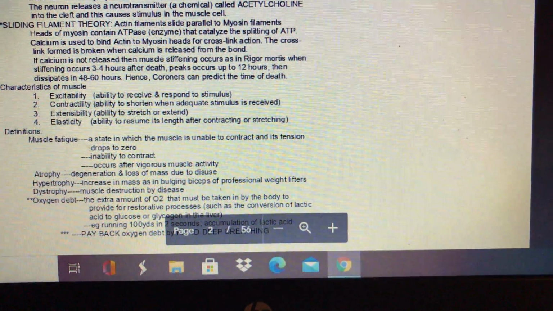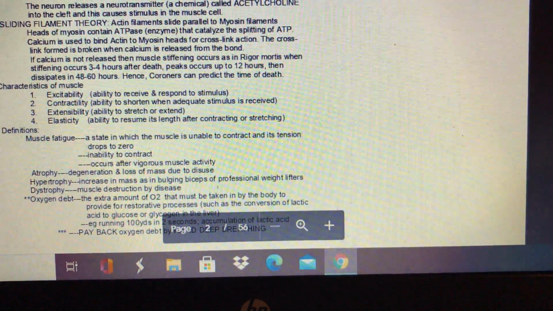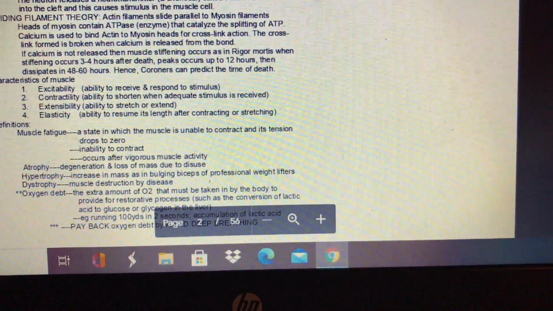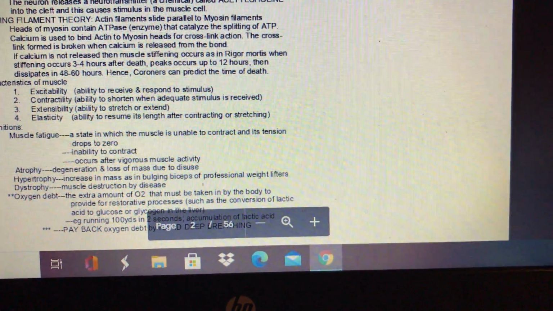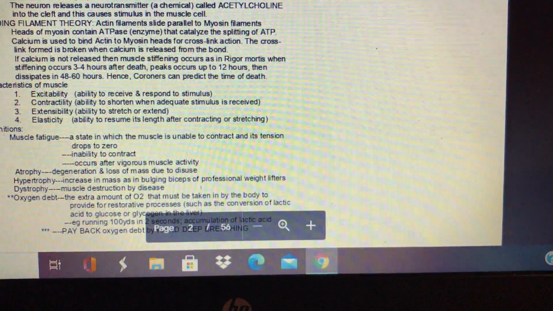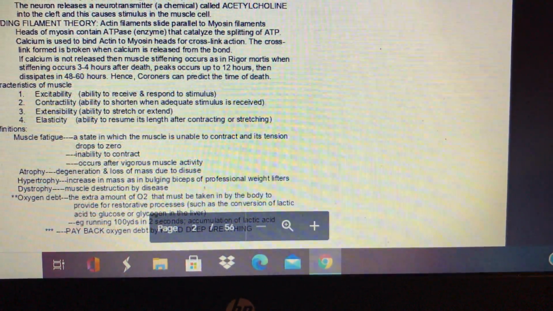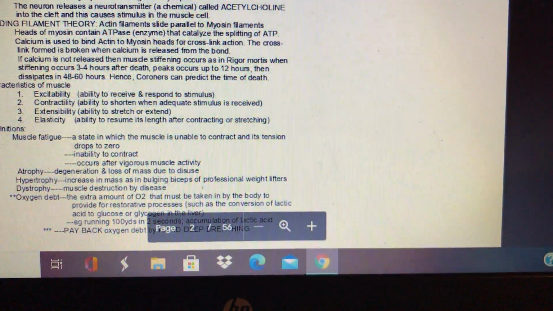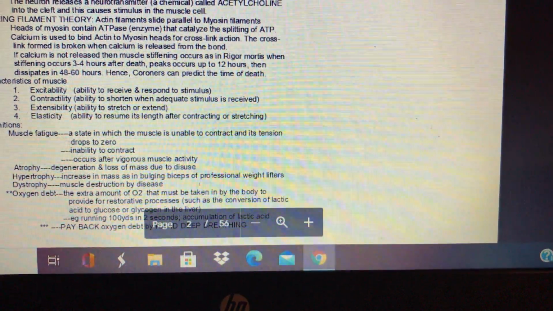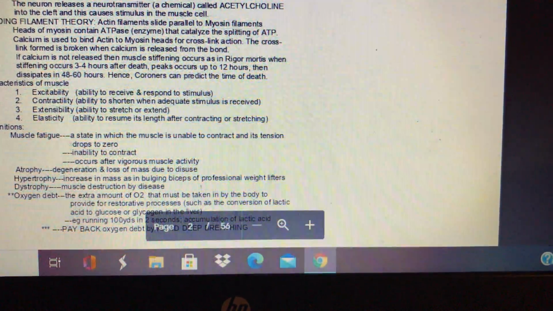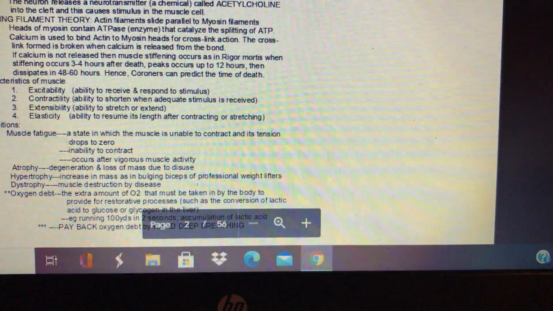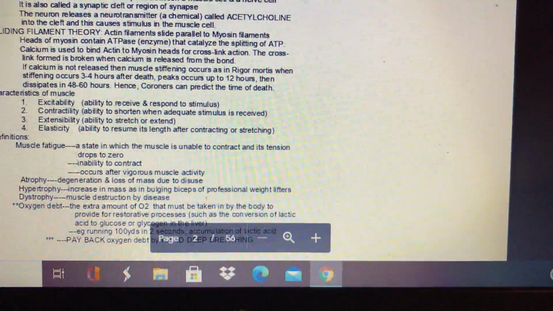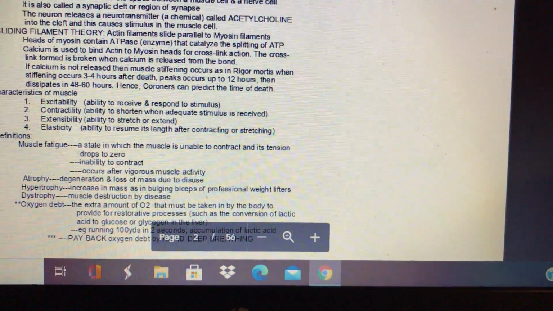Aerobic means oxygen present, so aerobic respiration: glucose plus oxygen gives CO2 plus water plus 36 ATPs. Anaerobic means no oxygen available. Anaerobic respiration: glucose equals pyruvic acid equals lactic acid. Lactic acid causes muscle aches and cramps.